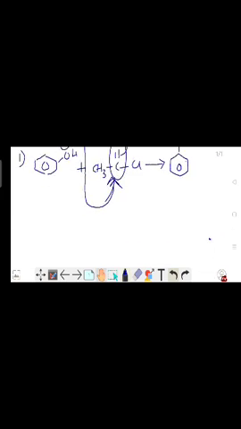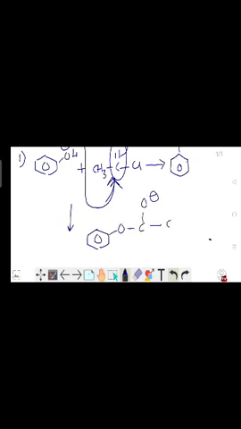After that it produces benzene O, CO minus, Cl and CH3. Then this chlorine minus is removed from this intermediate and this produces the ester. That is the mechanism of this reaction.